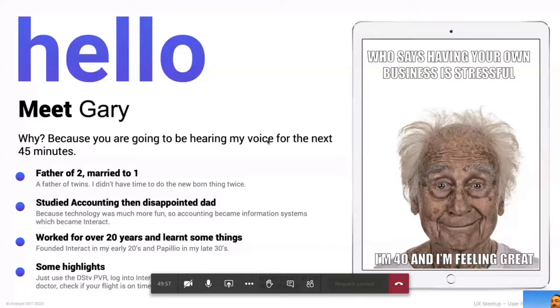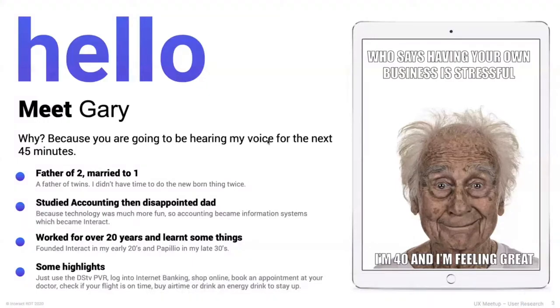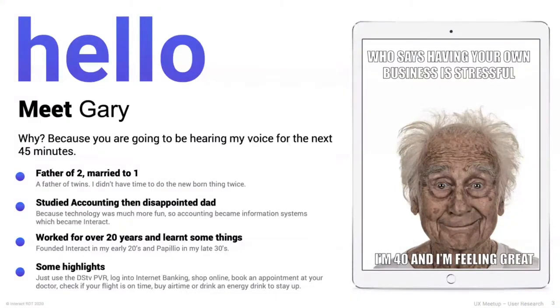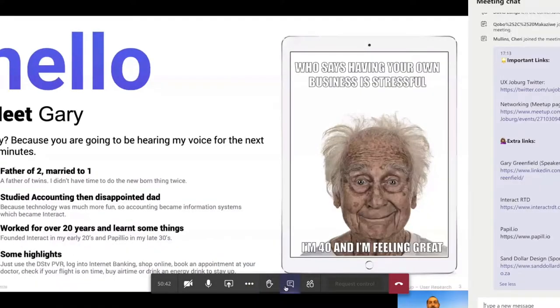I'm the managing director of Interact, which I started in 2004 at the age of 24. I think what I studied is not important, but more so that I've been consulting in UX, market research and CX for over 20 years, mainly to large corporates, but also to smaller companies that play an important role in our communities. And I've been lucky to be involved in a lot of big groundbreaking projects that have really made a difference to, I suppose, the digital world in our industry, such as being part of the design team of the DStv PVR. If you log into your internet banking, shop online, book an appointment at your doctor, check in for a flight, buy an energy drink, I've probably had a part in designing and implementing a lot of those things.